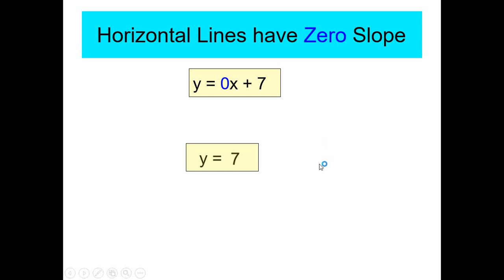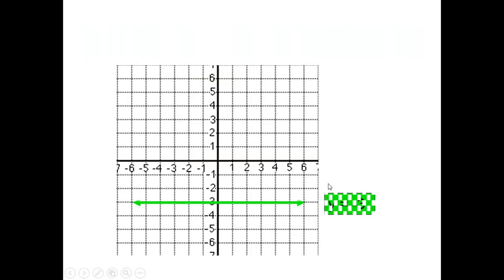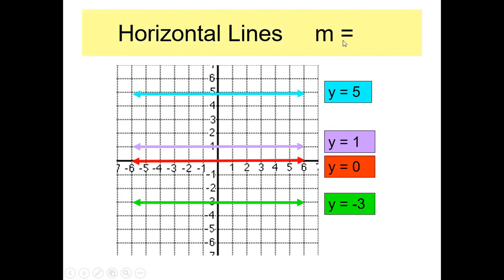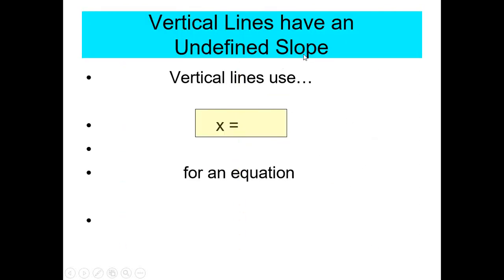Y equals 0. Y equals 7. If you don't have an x, then it's a flat line, horizontal. So, y equals -3, y is equal to 5, y is 1, and y is 0. X is gone because 0 killed it. Next, horizontal lines, the slope is what? Once again, it's 0.